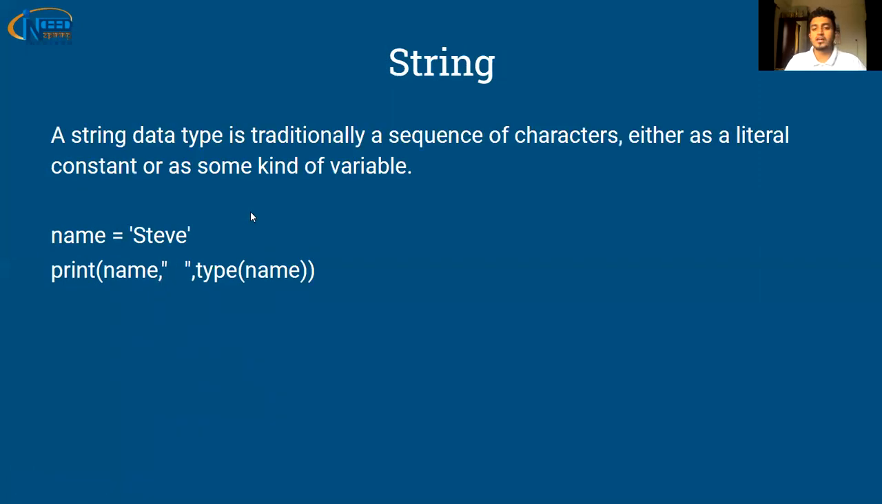In the next point, we would be looking at string. String is another data type. Till now, we were looking at numbers. Inside numbers, we saw the first one, integers, the second one was float, and the third one was complex numbers. Proceeding, we are looking at string. A string data type is traditionally a sequence of characters. String is nothing but a sequence of characters that we see either as a literal constant or as some kind of variable. Here, for an example, we have taken a particular name, Steve.